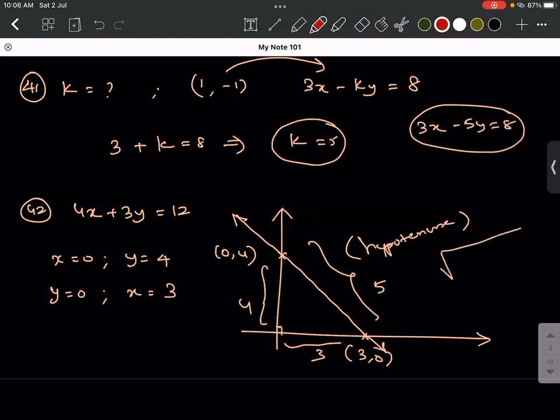It's very simple. It's not derived or something. It is root of 3 square plus 4 square. So root of 9 plus 16, which is root 25, which is 5. So it's easy to remember the numbers 3, 4, 5. That is why they call them Pythagorean triplets. Is it clear? So 5 units is the answer.